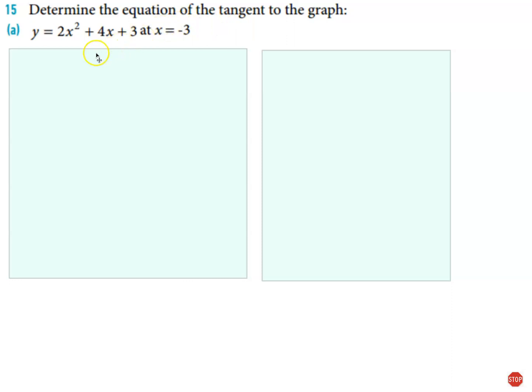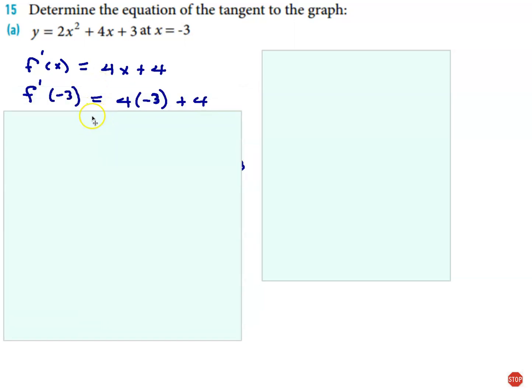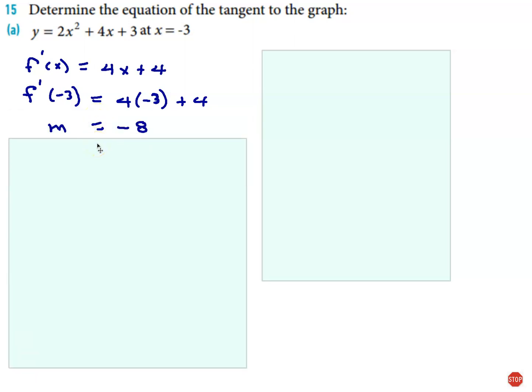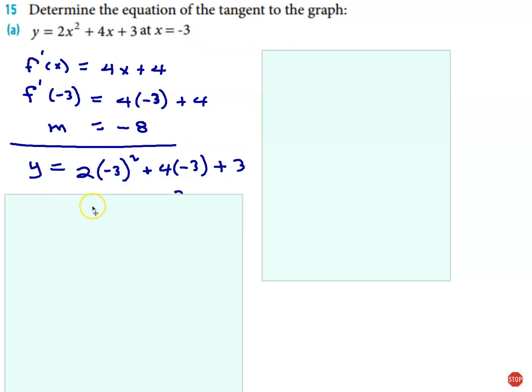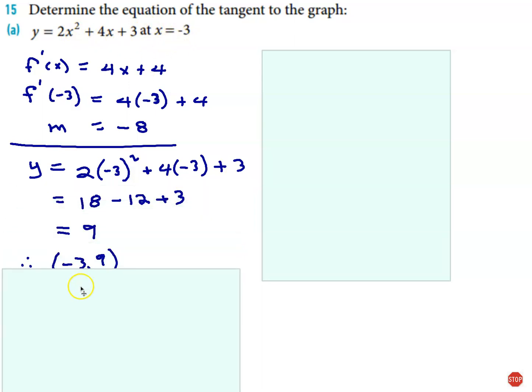Okay, we're going to go through the same steps with this equation. Step 1, find the derivative. Step 2, substitute in the x-coordinate and work out the value of the derivative, which is the gradient. So the gradient is negative 8. Once again, we're not given the y-coordinate, so step 3 is to write down the equation and substitute negative 3 in for x, and that gives us the coordinates of the point.